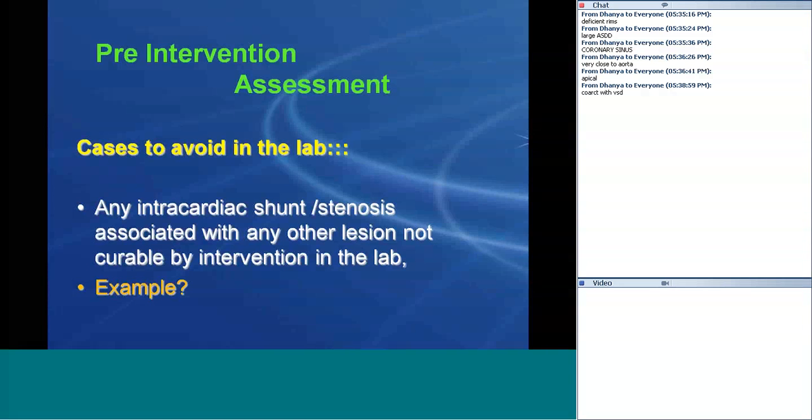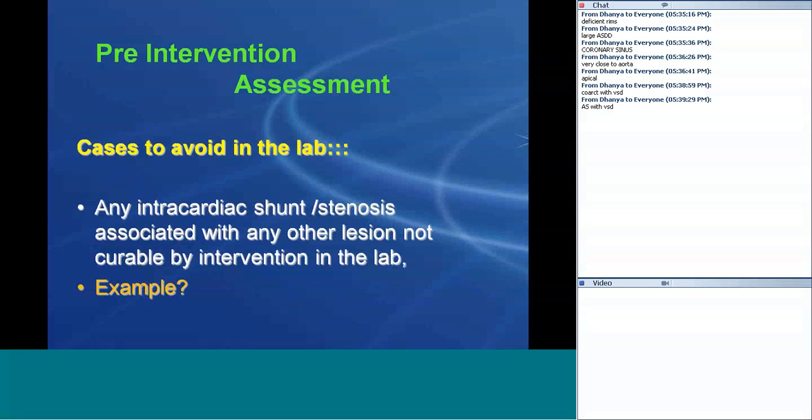Anything else? Any other example? No, you didn't understand the question. Suppose you have two lesions together, and one lesion you cannot mend, for example a very large VSD and PS. Yeah. And then there was another answer, aortic stenosis with VSD. So suppose you have a VSD which cannot be closed in the lab in a very small child, say a 3 kilo child, and you have severe aortic stenosis.